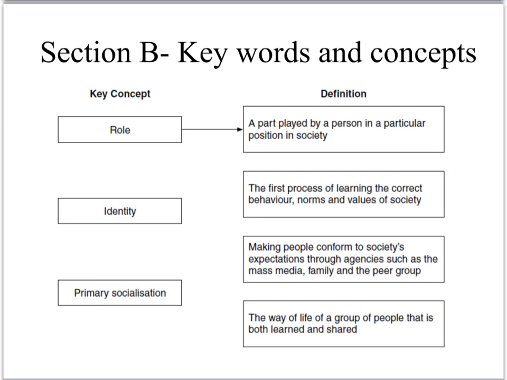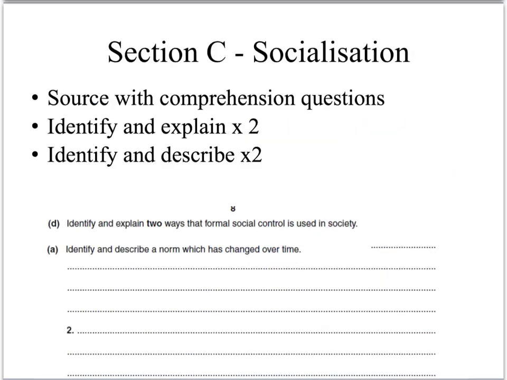Section B is really, really easy. It's the keywords and concept mix and match. This is for 4 marks, and hopefully you will have revised, again, green booklet, and you will be able to run through this very, very quickly, and this is where you can gain some time.